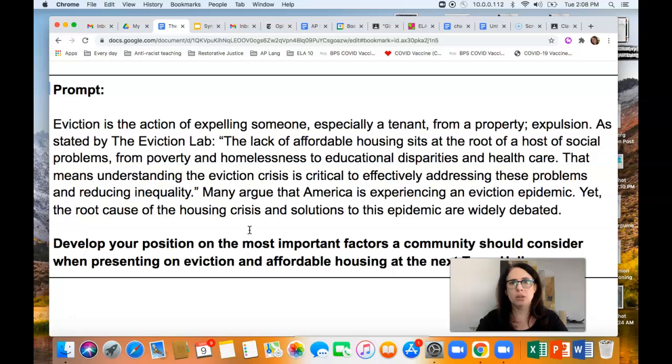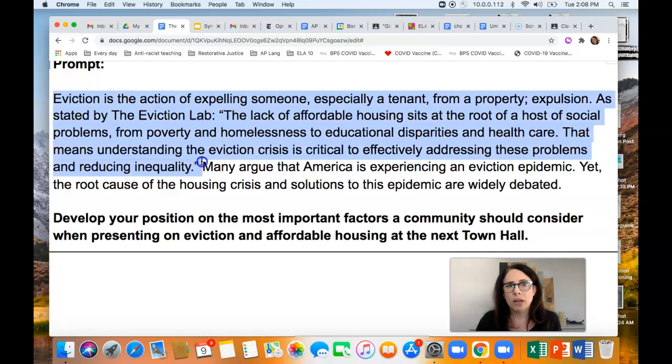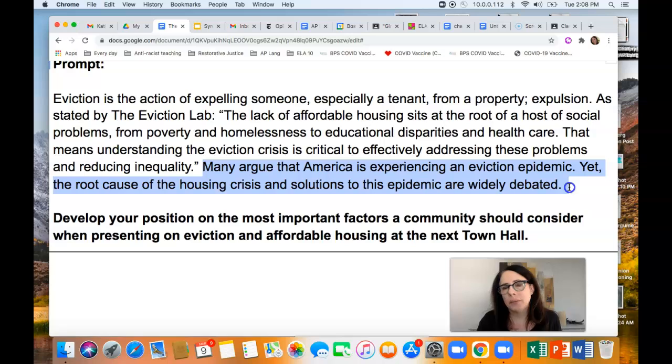And without me reading it right now, I can tell you that I know it's about eviction because I'm doing a high level scan, and they're always going to start a prompt with background, definition and explanation, and that's super helpful for you to get a sense of what is the topic, and if there's a specific side, where do they fall? So this is about eviction. Then they set up the problem, right? So the problem is that people don't argue that it's an epidemic, but people argue about the root cause and the solutions.